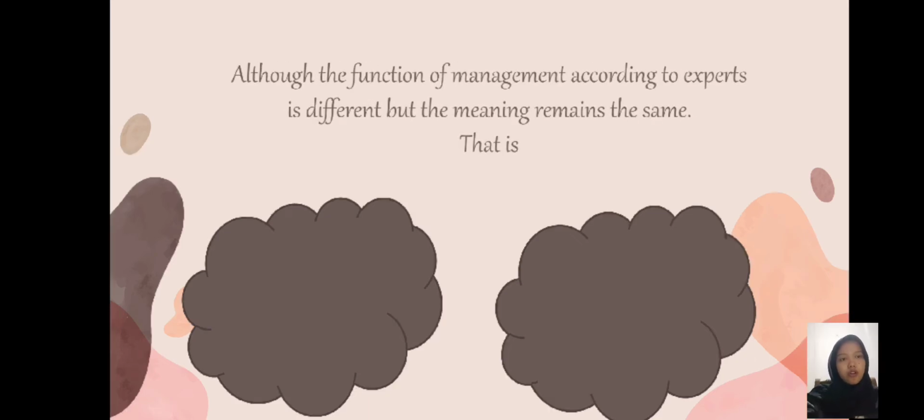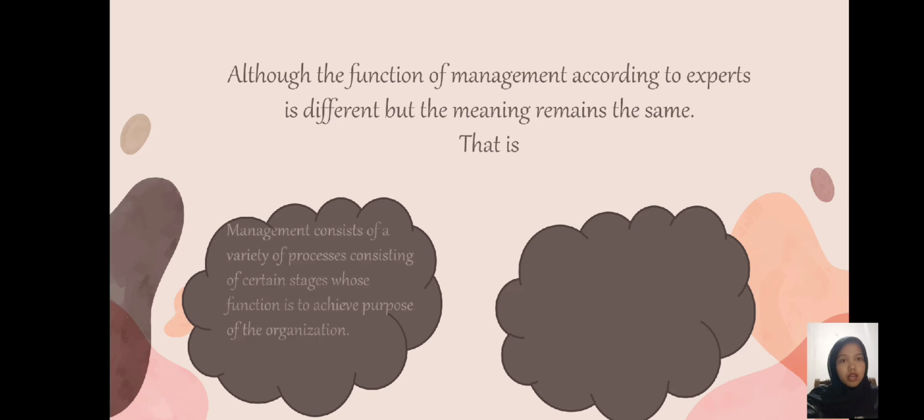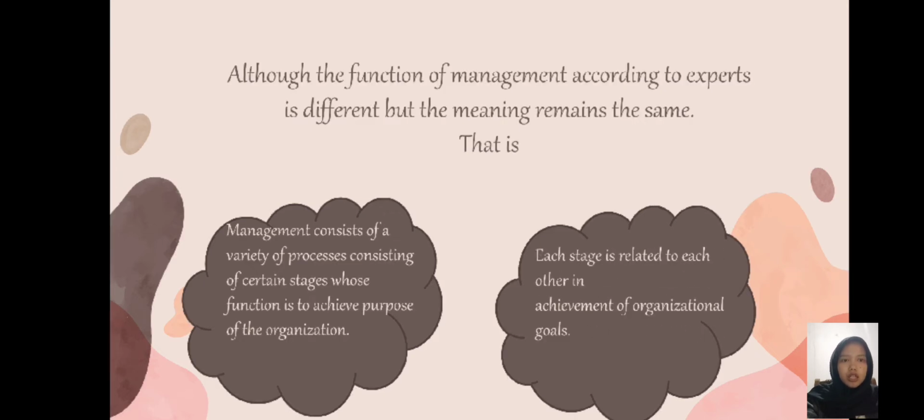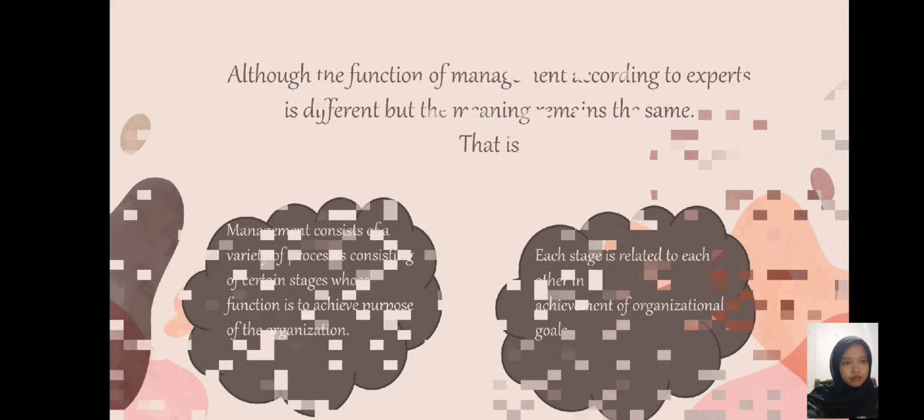Although the function of management according to experts is different, the meaning remains the same. That is, management consists of a variety of processes consisting of certain stages whose function is to achieve the purpose of the organization. And point B, each stage is related to each other in achievement of organizational goals. Okay, next slide.